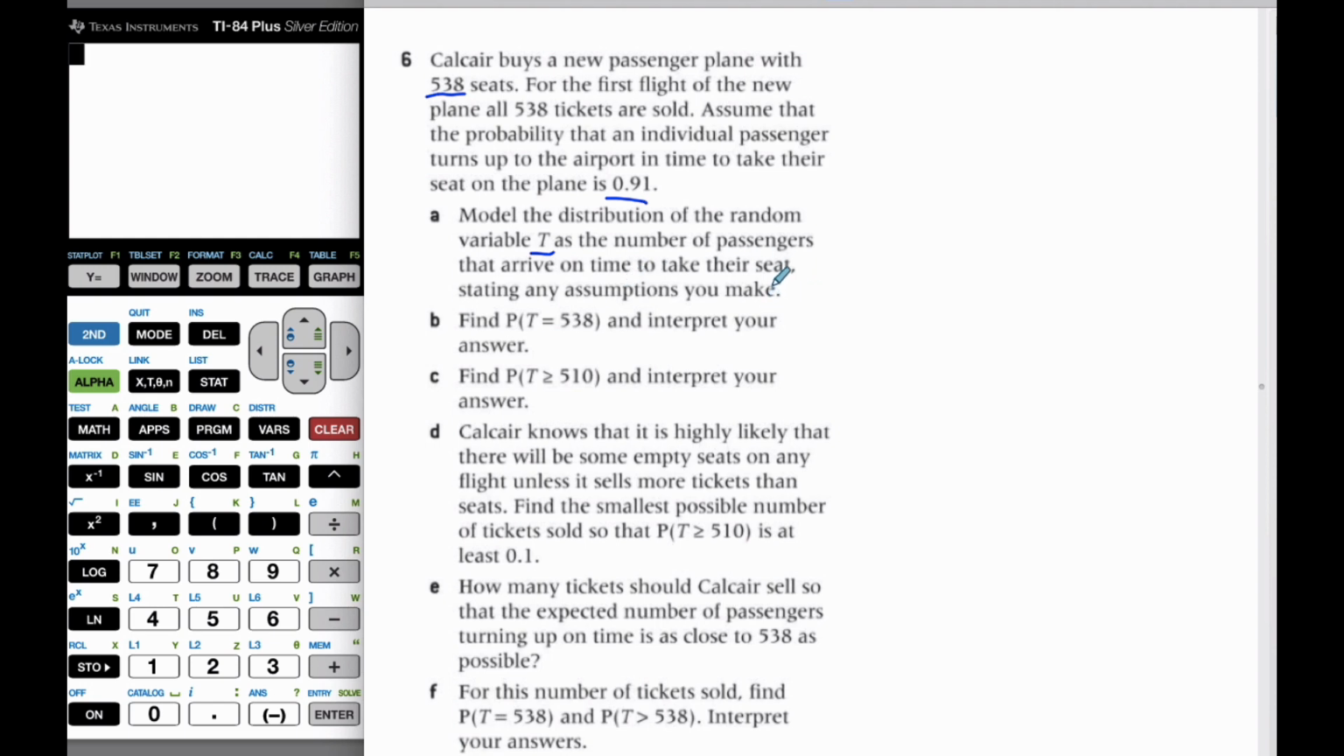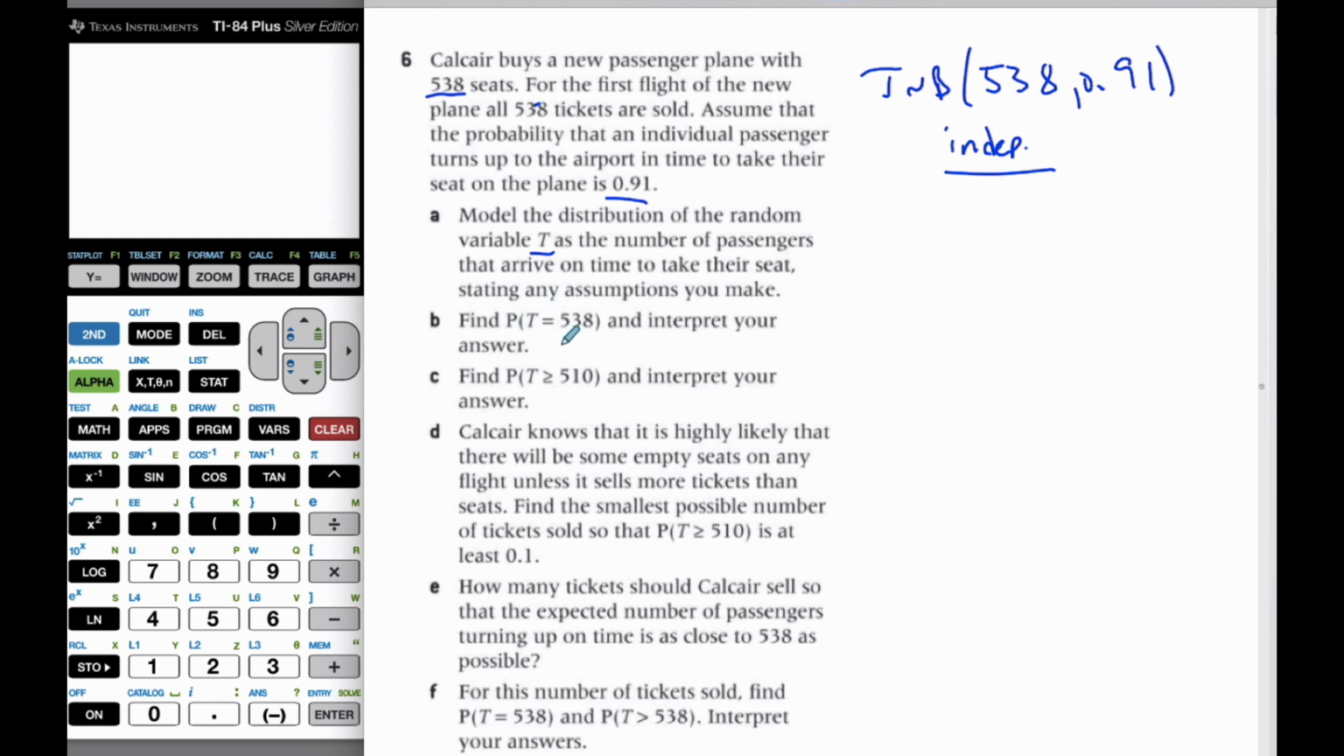Well, we know that for each of these seats, the passenger comes or they don't come. So there's a success or failure. There's 538 trials, and the assumption we're making is that each passenger is independent of each other. So what I can say is that T is a binomial distribution with n is 538 and p is 0.91. And we are going to assume that all passengers are independent, which in airlines is not a correct assumption, but we're going to make that assumption anyway.